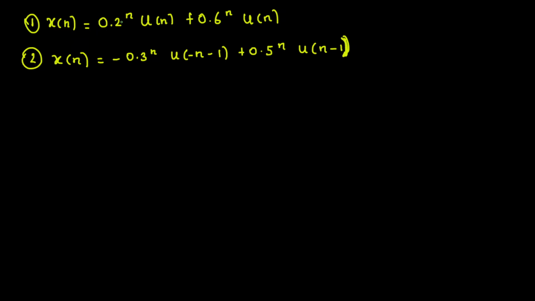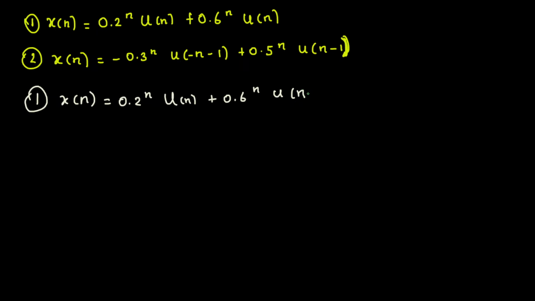Problems, and also we are going to discuss the region of convergence, zeros and poles as well. Okay, let's look at the first one. We have x of n equal to 0.2 power n u of n plus 0.6 power n u of n.